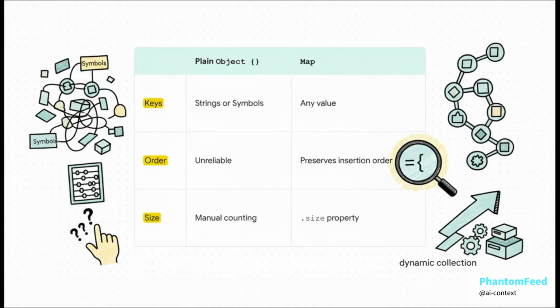Okay, so for years, we all used plain objects for key-value stuff. It's what we did. But then along came the ES6 Map, and wow, what an upgrade. This is a game changer. The biggest deal? With a Map, your keys can be anything. An object, a function, whatever you want, not just strings. Plus, it actually remembers the order you put things in, and it gives you a super handy .size property without any extra work. So if you're building anything dynamic like a cache or a collection where keys aren't simple strings, Map is without a doubt the superior tool.